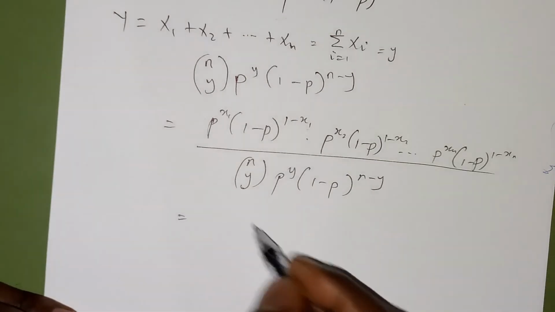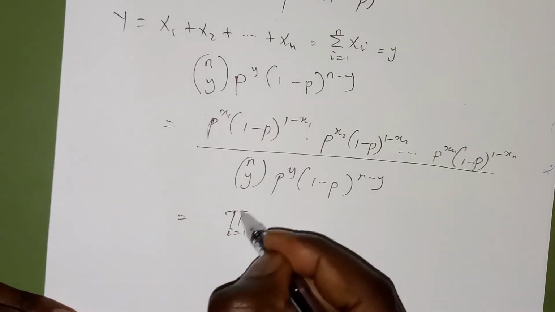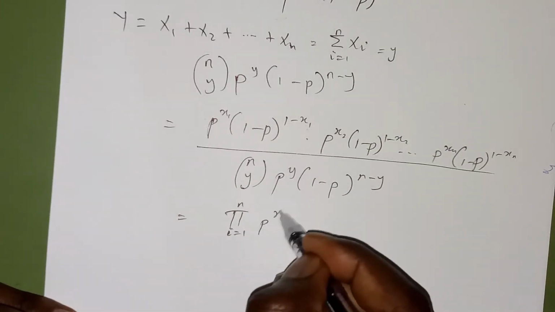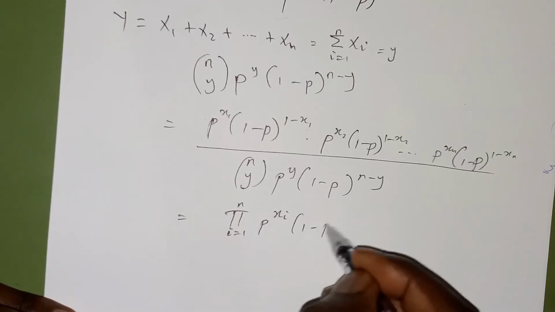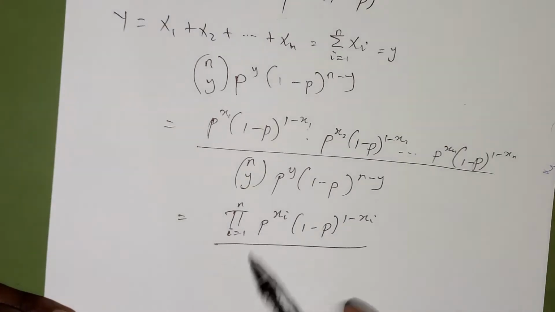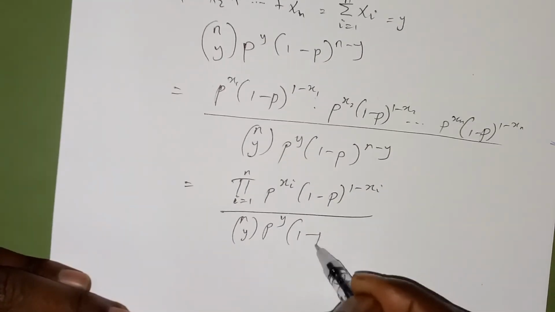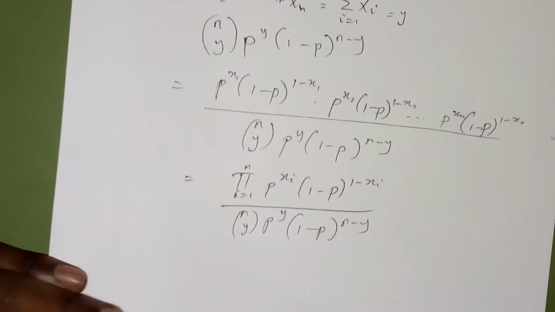So this is sort of the product. When you multiply that, in fact, you can write it as the product from i equal to 1 to n of p to the power xi into 1 minus p to the power 1 minus xi, all over n choose y, p to the y, 1 minus p to the power n minus y.